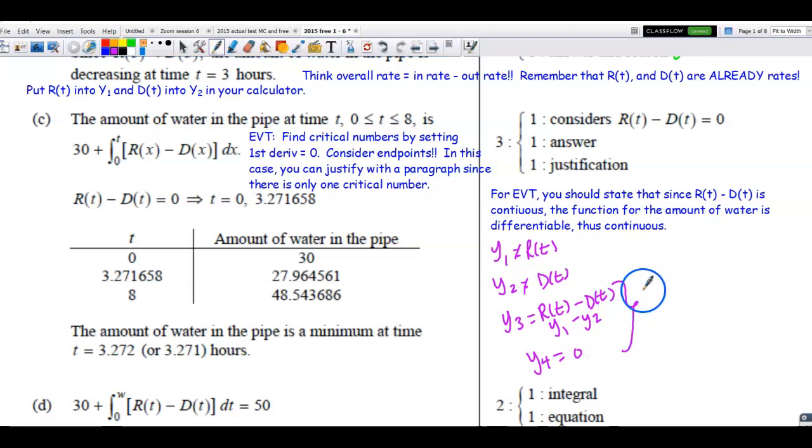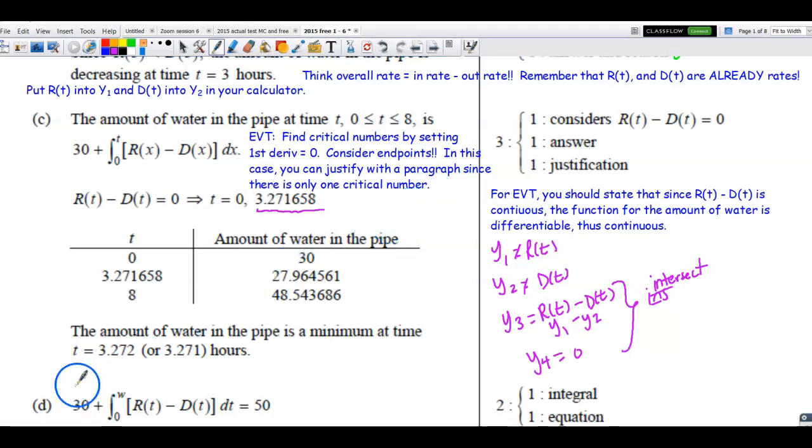Now I'm going to set those two equal to, or I'm going to figure out where those two curves intersect. Or the other way to do it, of course, would be to just use y1 and y2 and see where those two curves intersect. That would be the same thing as setting the overall rate equal to 0. It doesn't really matter. And when we do, we're going to get a value of 0, which is already one of the endpoints, and we're going to get the other critical number of 3.71658, and we're likely going to store that number into the calculator.